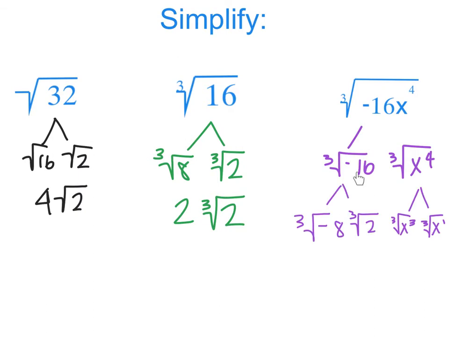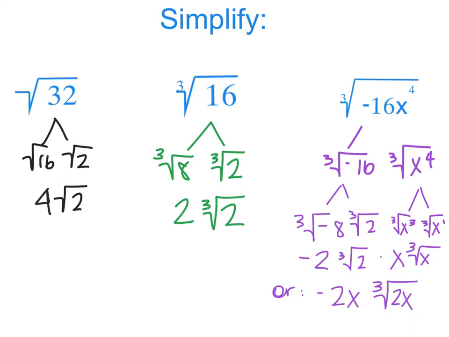And what I've done is I've taken the negative and put it over here, put the 2 here, and then I broke up this x to the 4th into x to the 3rd, because that's going to cancel the radical and that root, that exponent there, and then I'm left with the x to the 1st. So let's simplify that further. And I'm going to combine the negative 2 and the x to make it negative 2x, cube root of 2x.